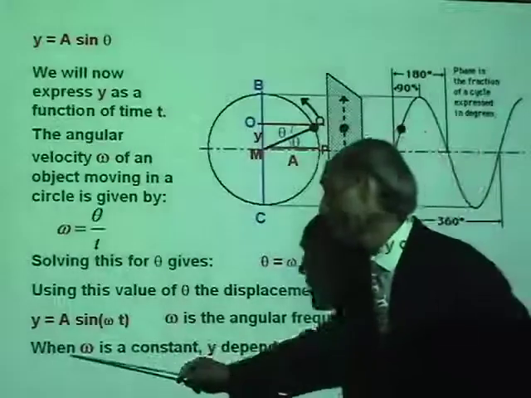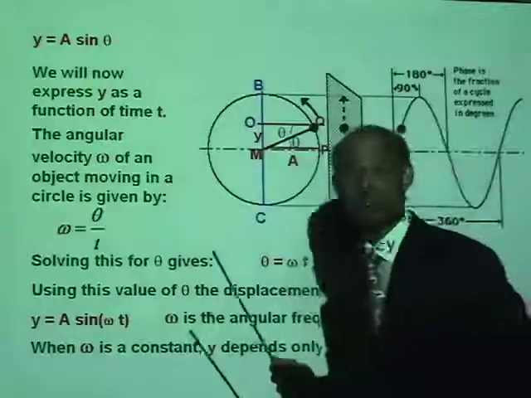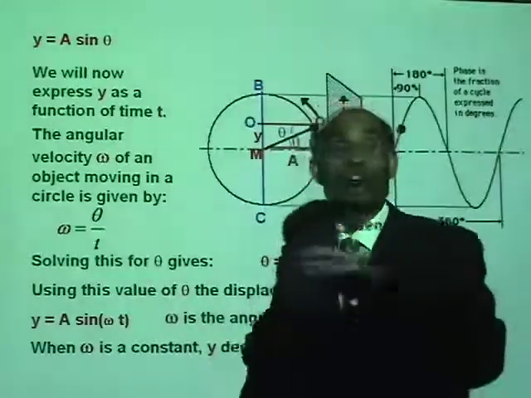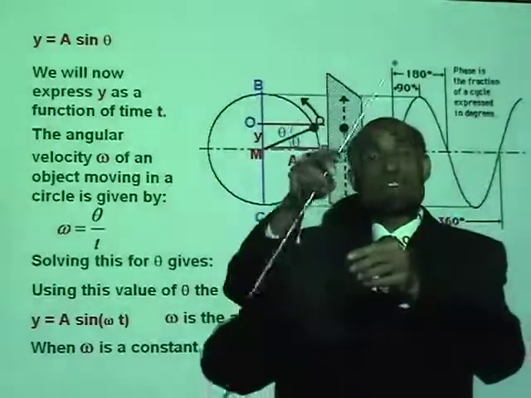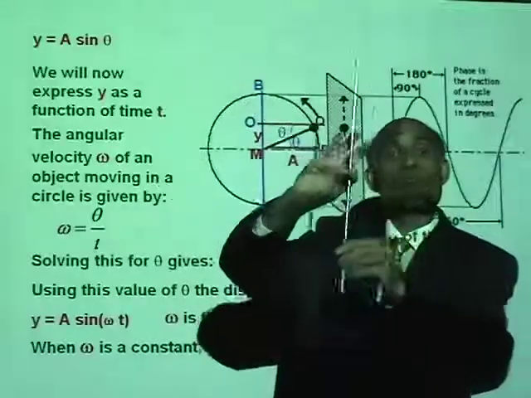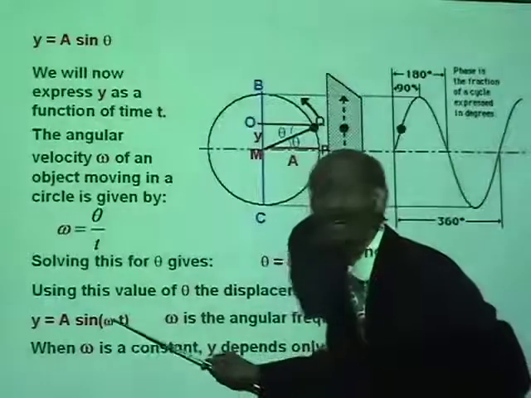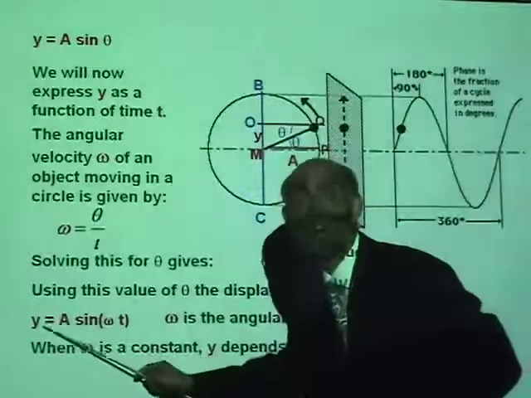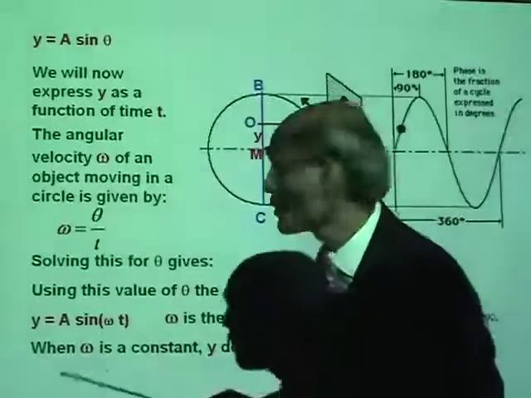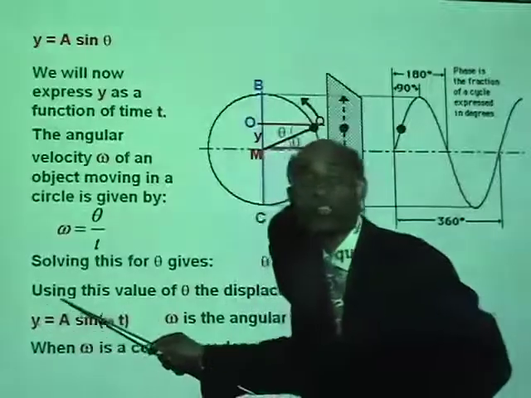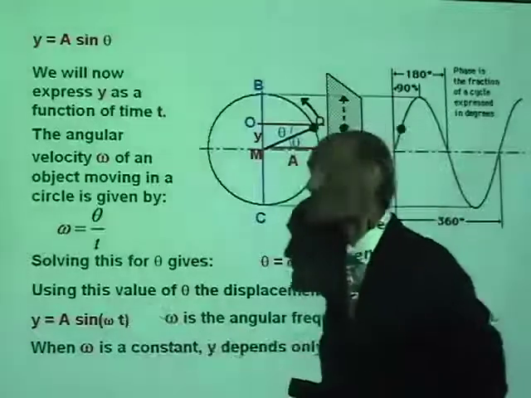Well, when omega is a constant, y depends only on time. Now, in normal oscillations, omega will be a constant. In other words, the rate at which the angle is being described remains a constant. That means when omega is a constant, y, the displacement of oscillation, depends only on this time t. So we have y is now expressed as a function of time. Y equal to a sine omega t.